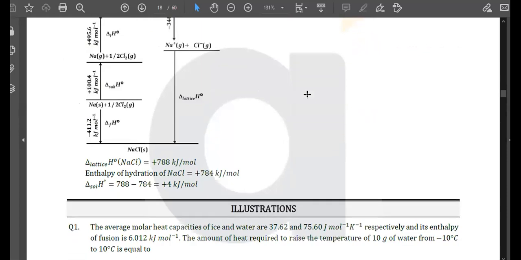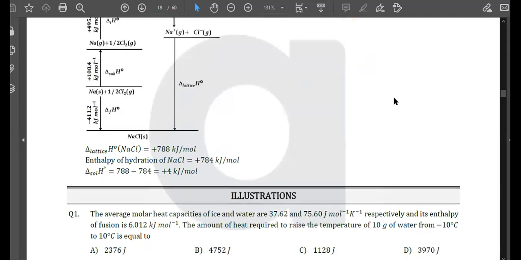So how many of you solved the illustration? Tell me. If you haven't, please solve question number 1. You have to solve each and every illustration. So the question number 1. See question number 1, everyone.